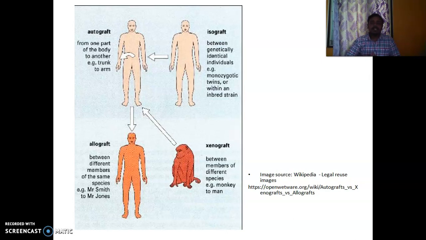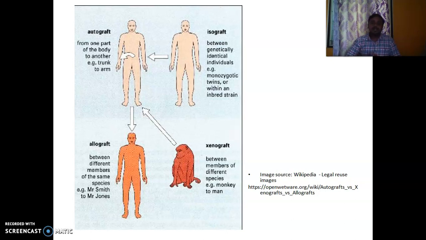The third type is allograft. This is the most common type of transplantation. Here it occurs between different members of the same species. For example, a heart transplanted from a person to a small child is an example of allograft.